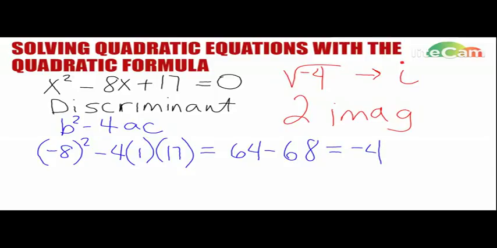If they ask you for the discriminant, you're going to give negative 4. If they ask you how many solutions you have, then you're going to answer two imaginary. All right, that's it for this video. Let's do some examples with the quadratic formula and discriminants.